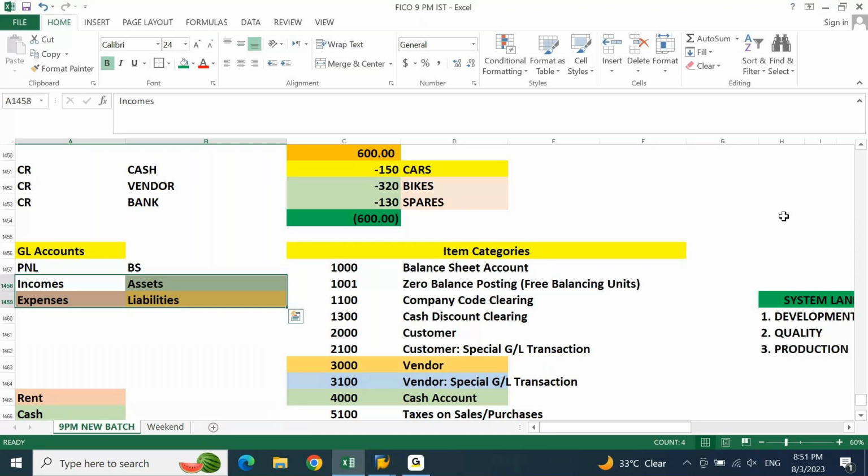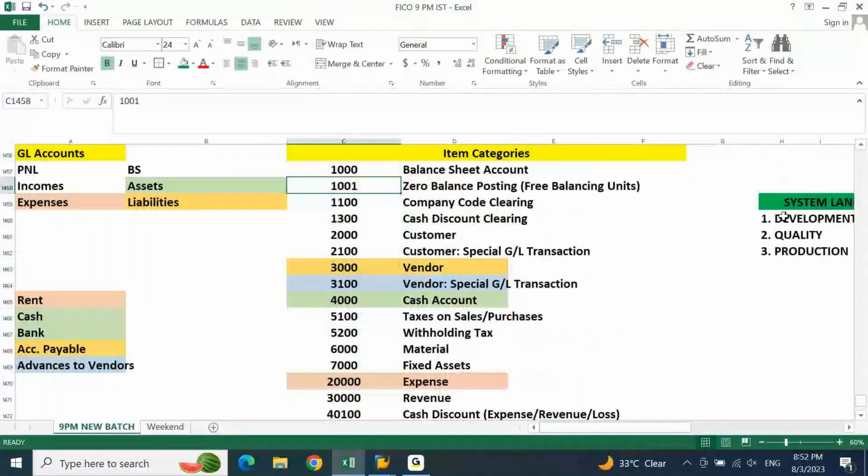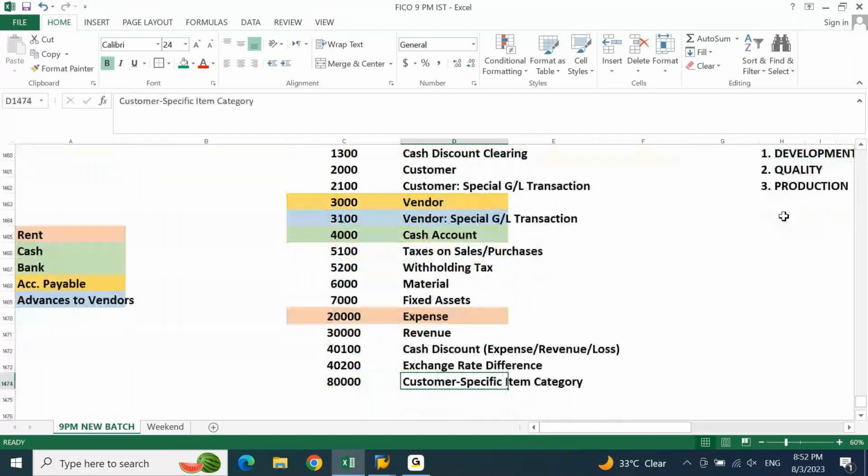And then when you create different account groups, make sure you understand these item categories first. What is this list? Balance sheet account, zero balance, company code splitting, cash discount, customer special GL, vendor special GL, cash account, material account, asset account, revenue, expense account. There are hardly around 10 categories that you need to remember. In fact, we don't even have to remember it. You automatically understand the moment you look at any GL account. Once you configure and practice it 1 or 2 times, everything will automatically sit in your mind.